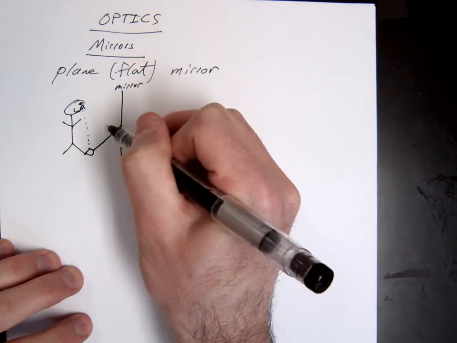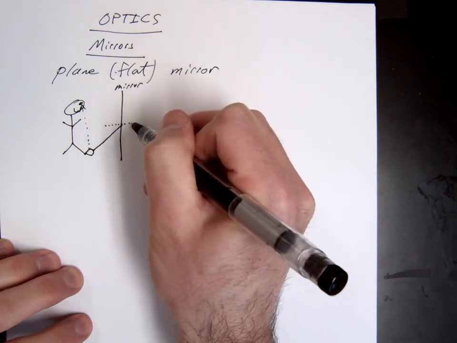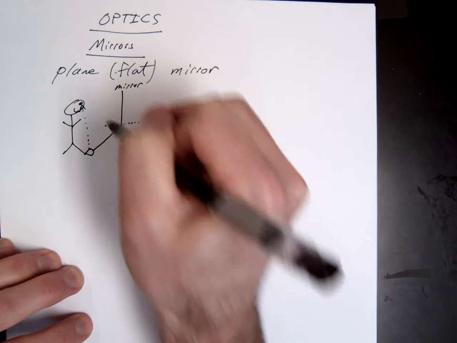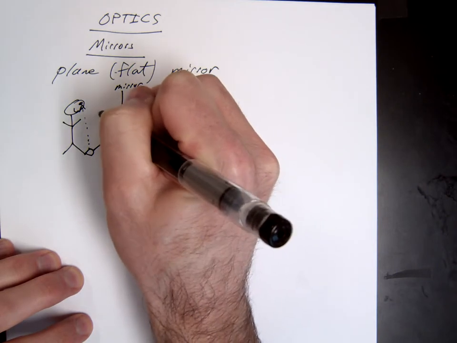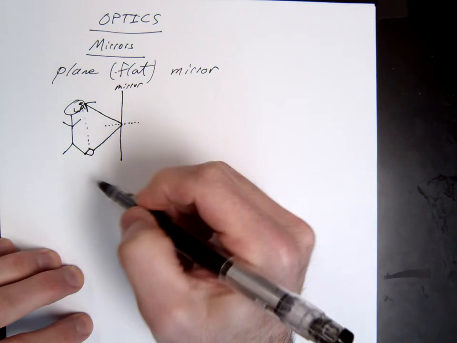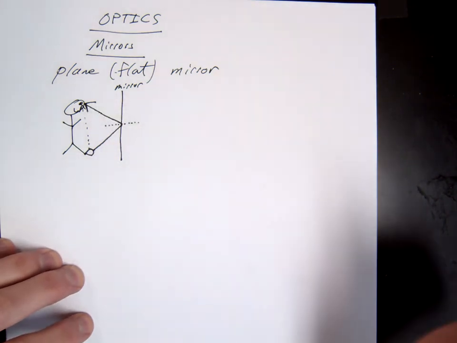Hit the mirror. Now what do we know about the reflection of light off of a mirror or off anything? It's the same angle, right? So it comes in at one angle, it's going to reflect at that exact same angle like this. So this is the second way we could see it. We could see the reflection of our shoe off the mirror.